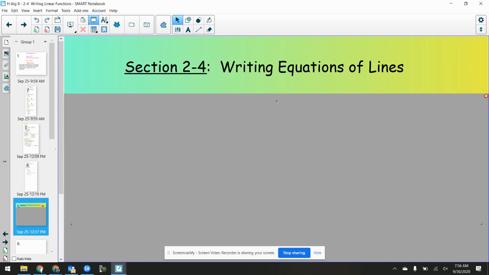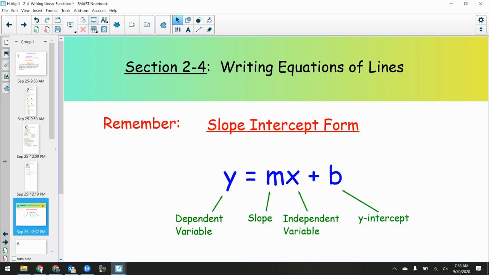All right, so we're in section 2.4, writing equations of lines. Like I was talking about just a second ago, today's lesson is where we start to create the equation. Yesterday's lesson is where we were graphing these functions, and now we're starting to create the equations based on all different types of information. We know slope-intercept form, y equals mx plus b, where m is the slope and b is the y-intercept. That's one of the key ways to write the equation. We have two important pieces of information in that equation: the slope and the y-intercept.